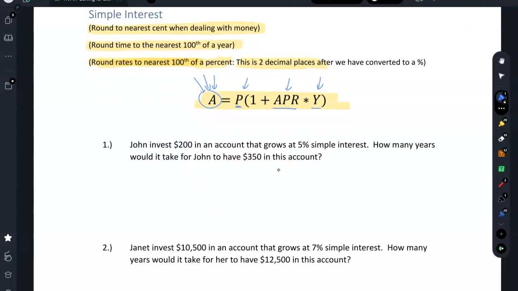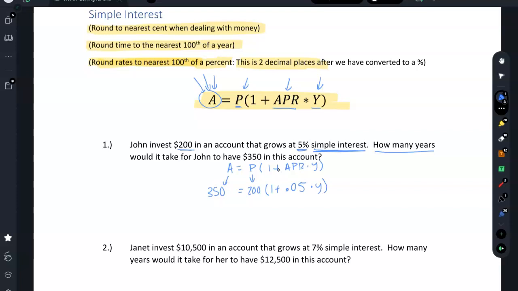I have John invest $200 into an account that grows at 5% simple interest. Just like last time, as soon as I see simple interest, I'm going to write down the equation that I'm going to use. And I want to fill in what I have. So he invests $200. That's telling me how much he starts with. His rate was 0.05. Remember, we need to turn all of those into decimals. And then how many years would it take for John to have $350? So this time we know that he wants to end up with $350, and our variable here is years.